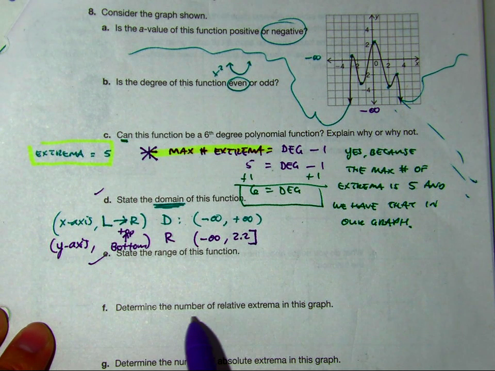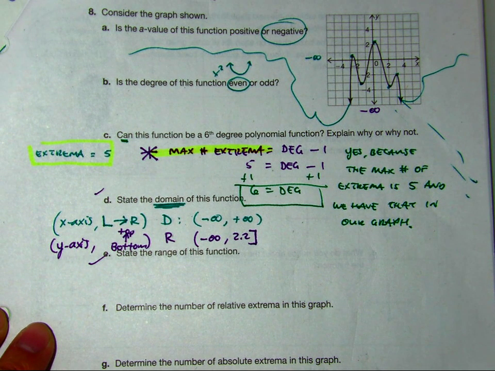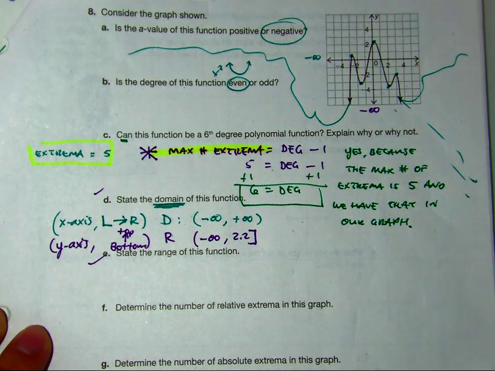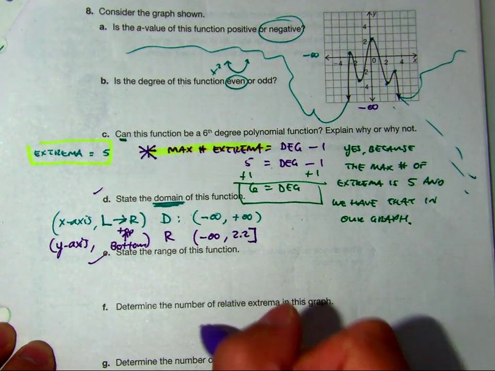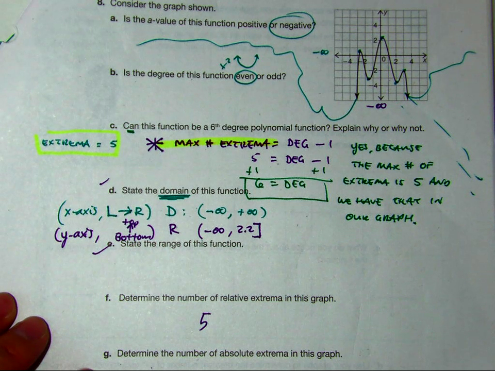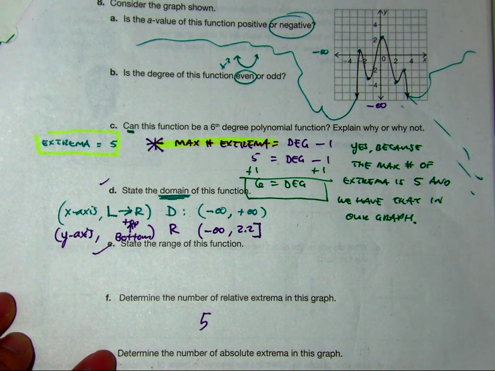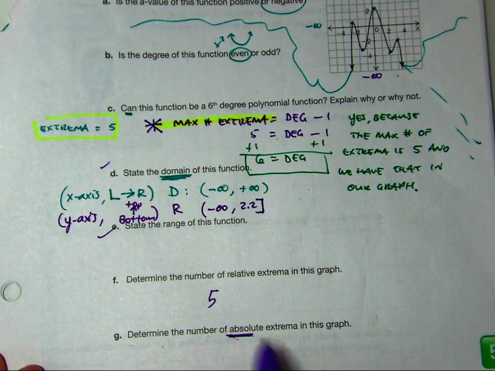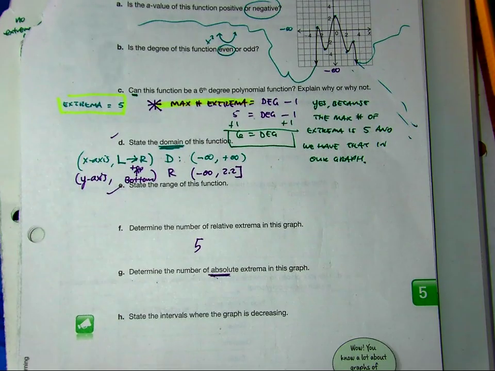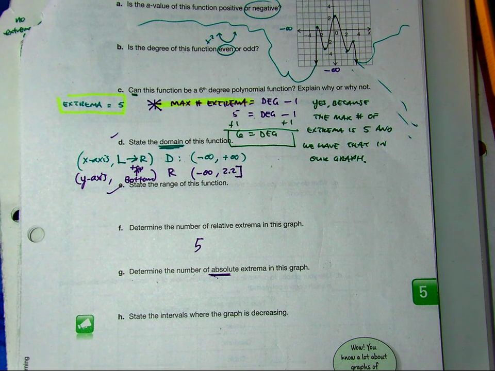Determine the number of relative extrema in this graph. How many relative extrema do we have, class? 5. 1, 2, 3, 4, 5. We have 5. Determine the number of absolute extrema in this graph. Partner B, tell partner A. Where does that go? Keyword, absolute. On the count of 3, ready? The number is 1, 2, 3. 1.